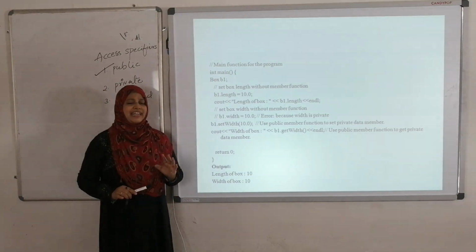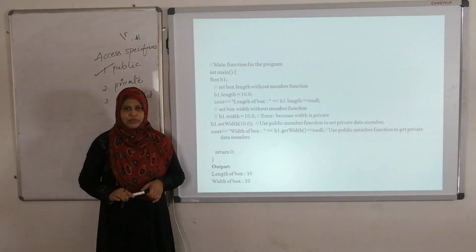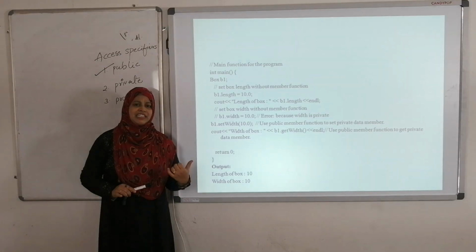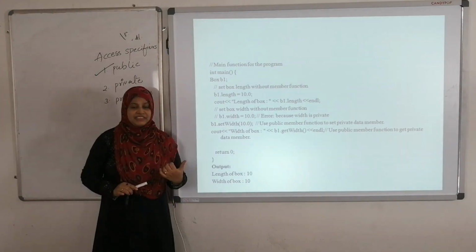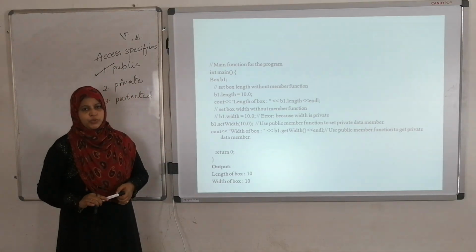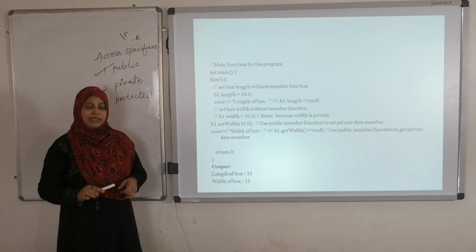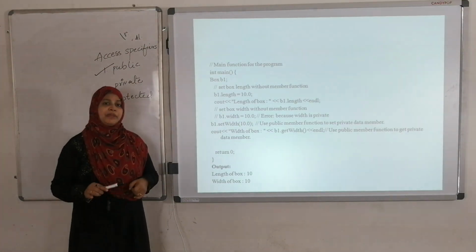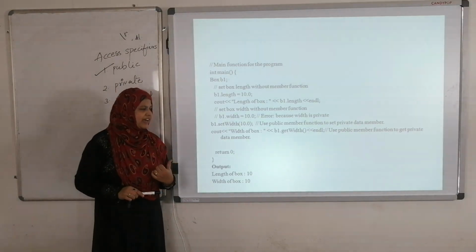Why can we access the length here? Because length is declared in the public access specifier mode, whereas width is declared in the private access specifier mode. That's the reason we can't directly access the private data members. To access the private data members of a class, we have to use the member functions which are declared in the public access specifier mode.